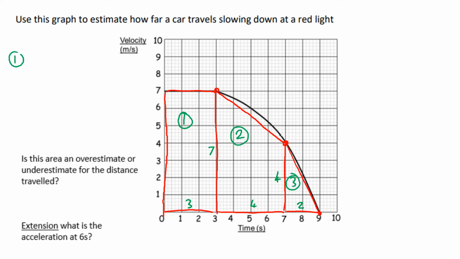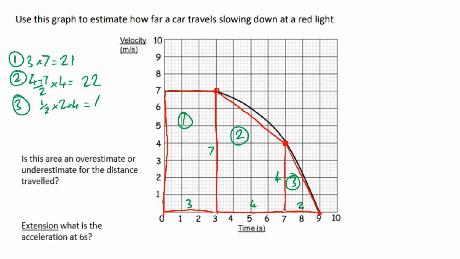So let's work out what my area would be. It would be 3 times 7 for the rectangle, which is just 21. For the second one, it would be 4 add 7 over 2 times by 4. So that would be another 22 meters. And for number 3, it's a triangle, so a half times base times height, which is 4. So my total estimate, based on what I've drawn, would be 47 meters.